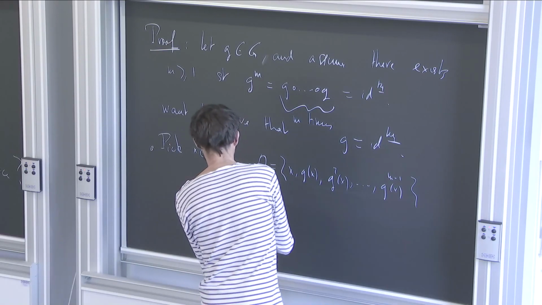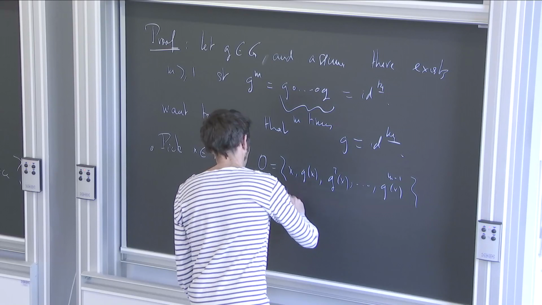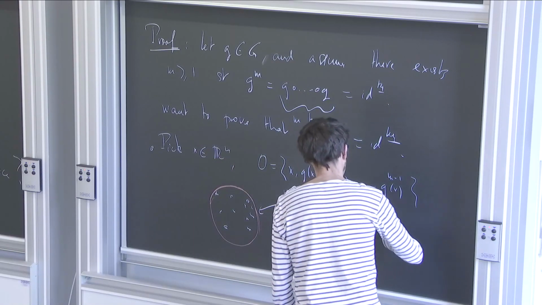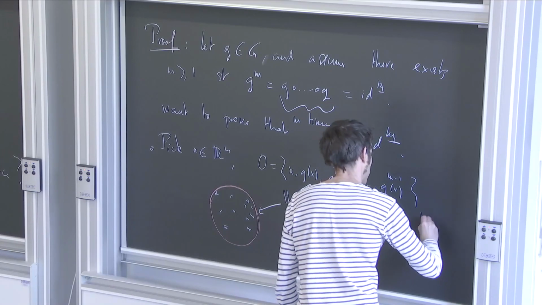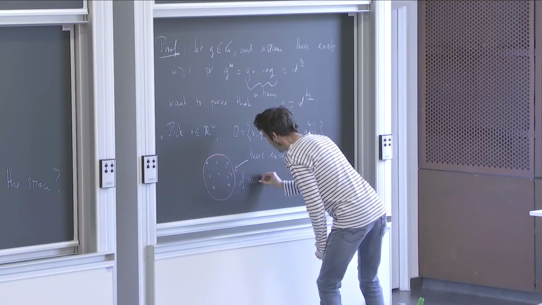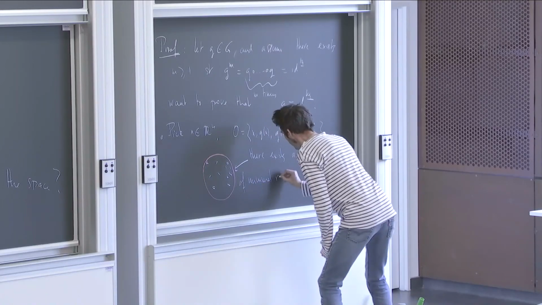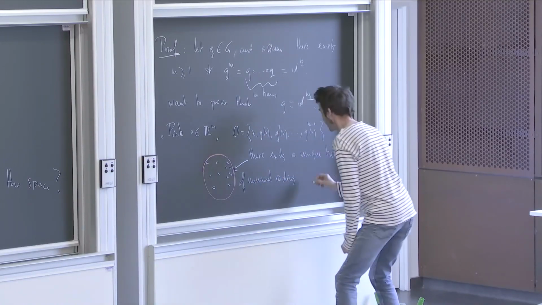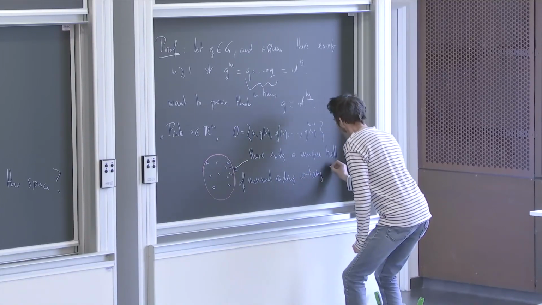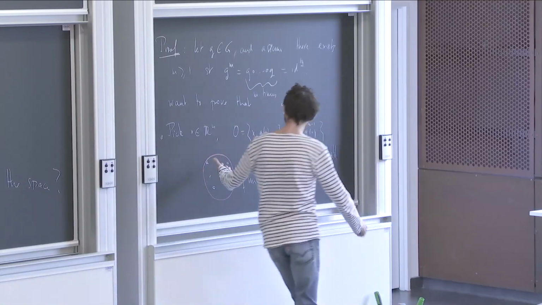So there exists a unique ball of minimal radius containing my set O, because O is a bounded set, actually.